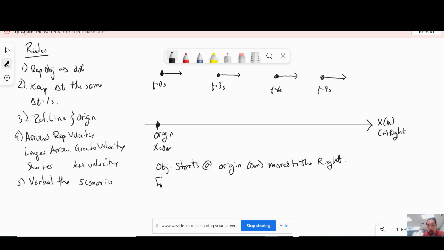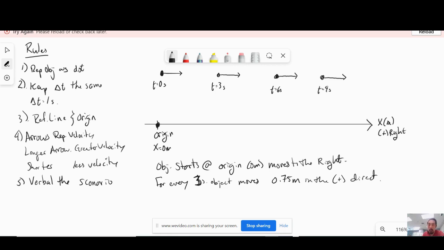and so I can say for every 1 second, or we can say for every 3 seconds, object moves 0.75 meters, right? And that's just another way of verbalizing our velocity. Okay, so for every 3 seconds, this object moves 0.75 meters in the positive direction. All right, and that's that.